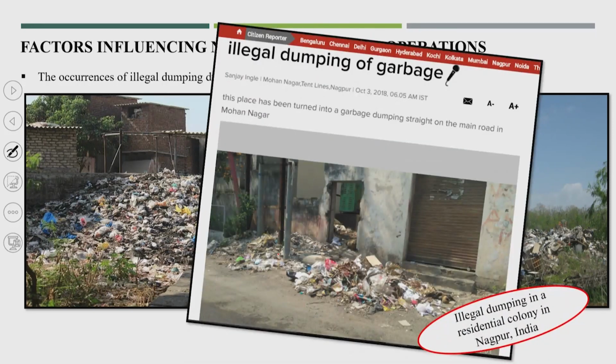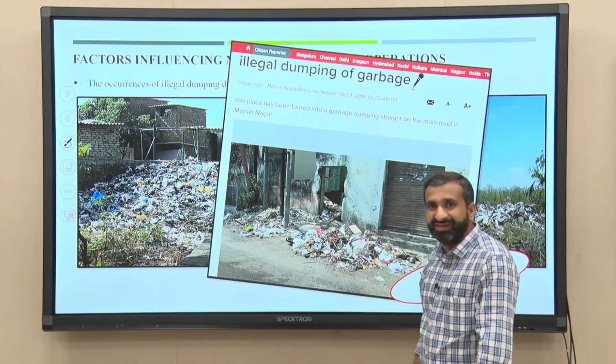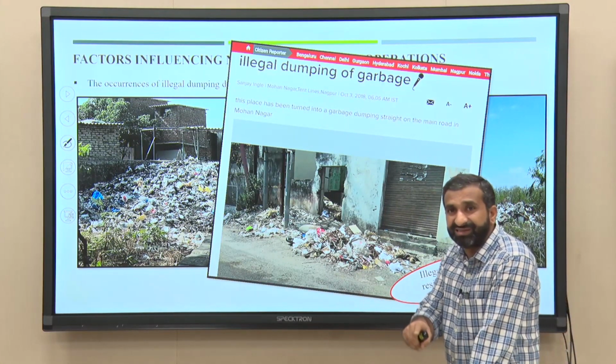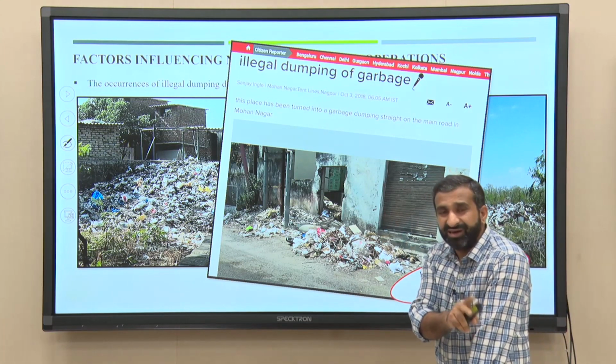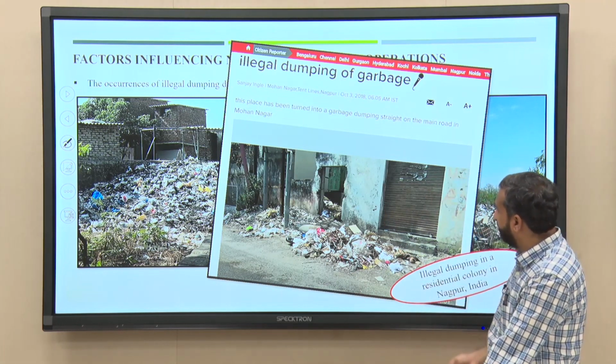See here, this is one of the photographs from Mohan Nagar in Nagpur, the illegal dumping of garbage. You will see this kind of location anywhere in India, in any city. This is because of an improper collection system, and it is possible that if the haul distance is very high, you get this kind of illegal dumping.